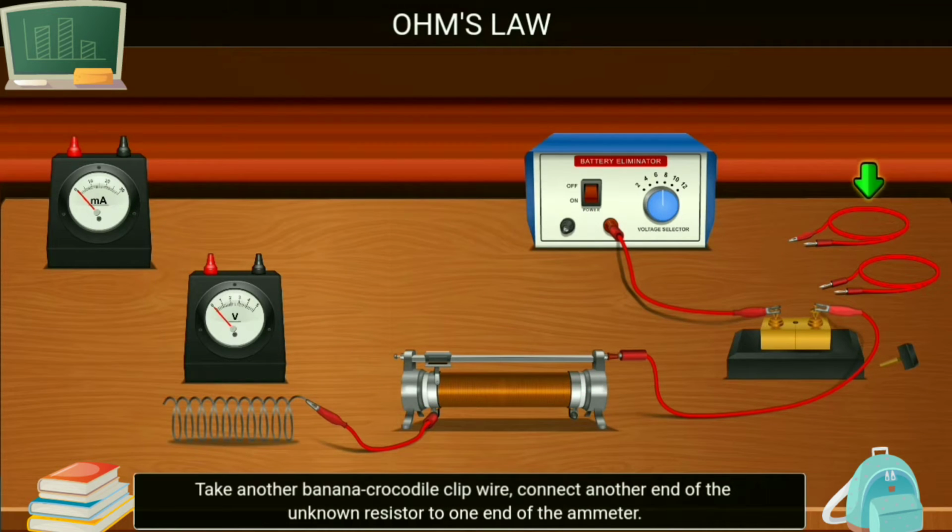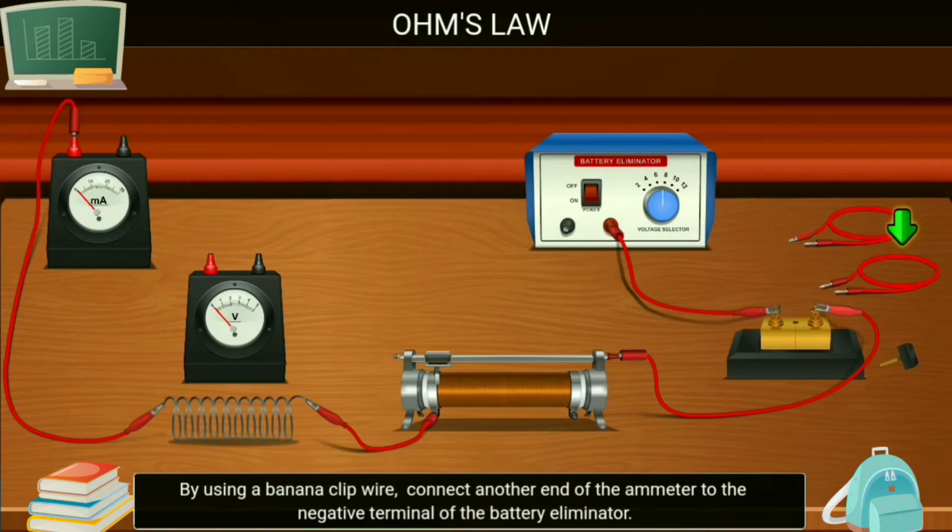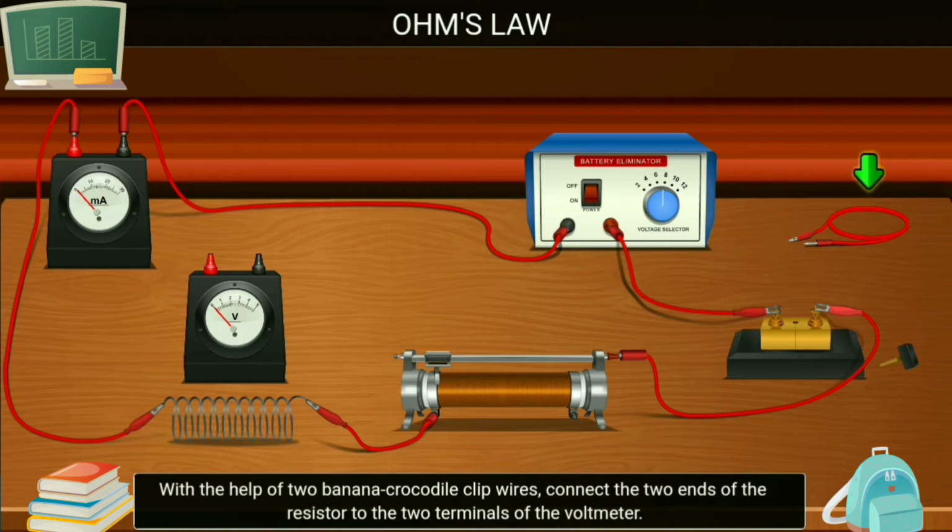Take another banana crocodile clip wire and connect the other end of the unknown resistor to one end of the ammeter. By using a banana clip wire, connect the other end of the ammeter to the negative terminal of the battery eliminator. With the help of two banana crocodile clip wires, connect the two ends of the resistor to the two terminals of the voltmeter.